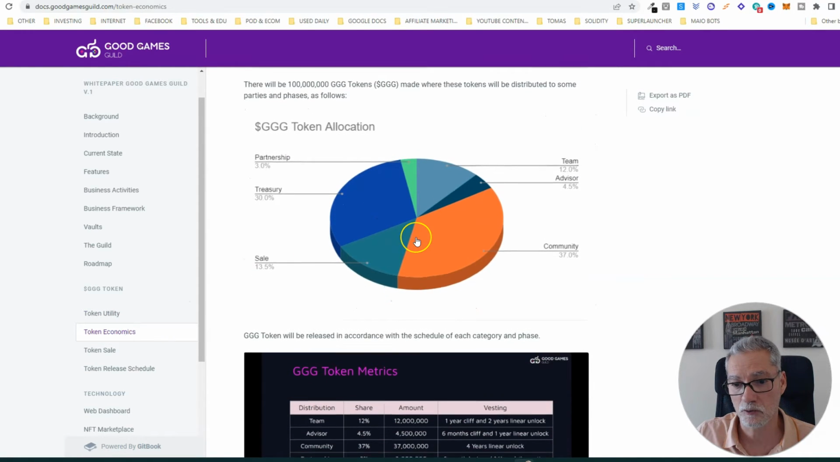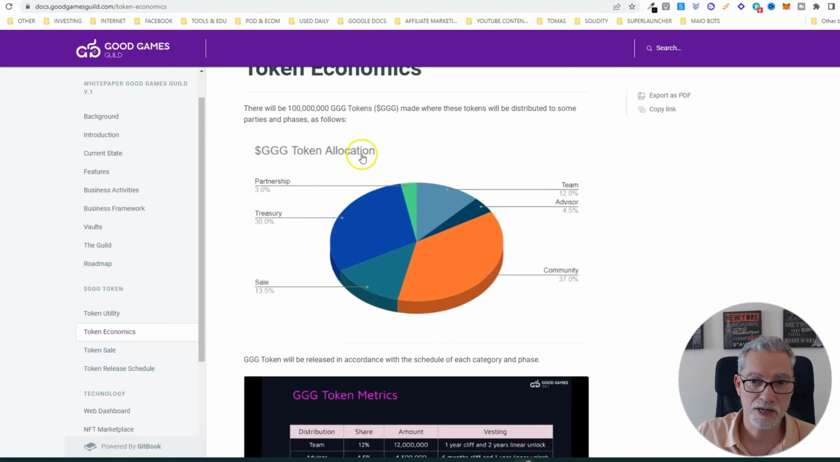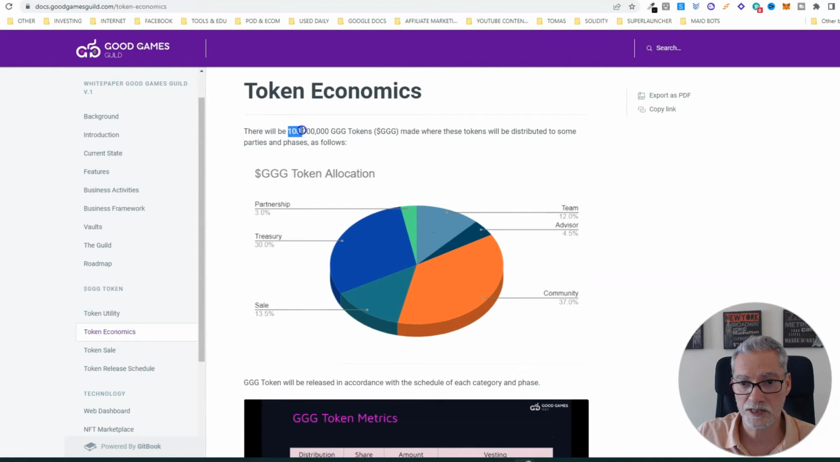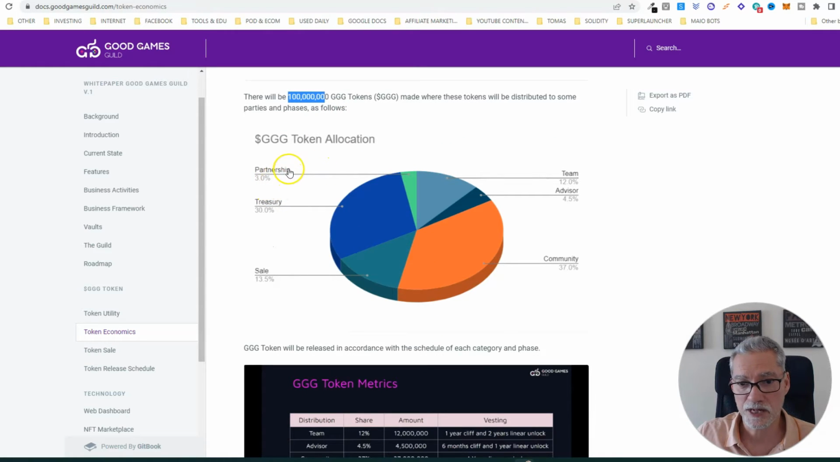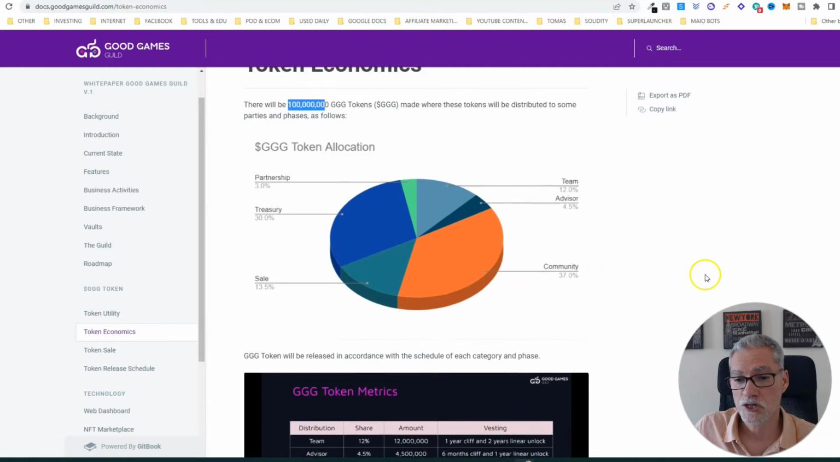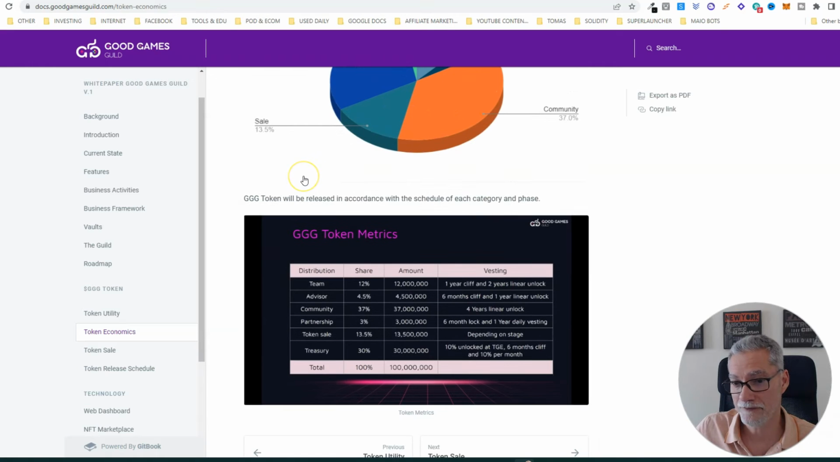You see all the allocations. So some key metrics are the total supply, as you can see here, 100 million GGG, or triple G tokens. So this is the total supply. And you see here that 3% are allocated to partnership, 12% to the team, 4.5% to advisors, 30% to treasury, 13.5% to sale, and 37% to community. So in this table, you will have a better overview of the token metrics.